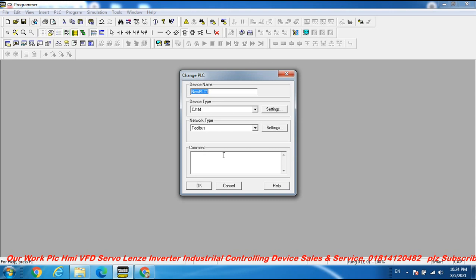Dear friend, today I discuss Omron PLC programming PID control loop. PID means proportional, integral and derivative. Friend, firstly select PLC. My PLC is CP1L PLC and OK. USB connected. OK.